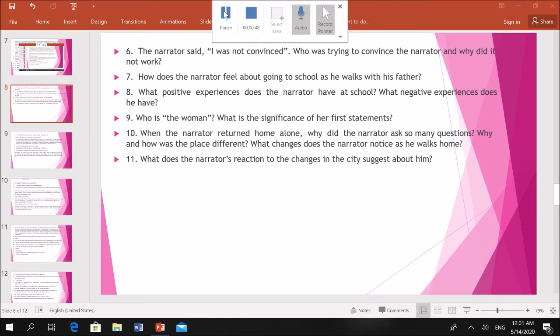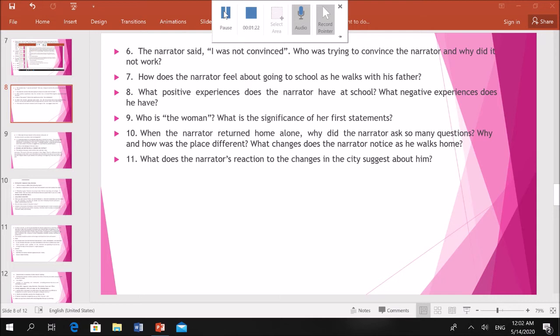Question number 7: how does the narrator feel about going to school as he walks with his father? So question number 7 asks about the feelings of the boy as he walks with his father to school. دلوقتي السؤال رقم 7 بيسأل إزاي كان الناريتور بيحاسس وهو رايح المدرسة مع باباه. طبعا little boy was afraid and he was not happy. كان خايف وما كانش سعيد. And he saw that going to school was some sort of punishment. وكان شايف إنه ذهابه إلى المدرسة كان نوع من أنواع العقاب لأنه هو بدأ يبعد عن مامته وعن بيته.